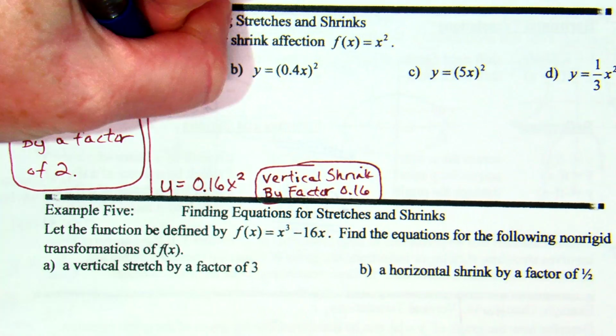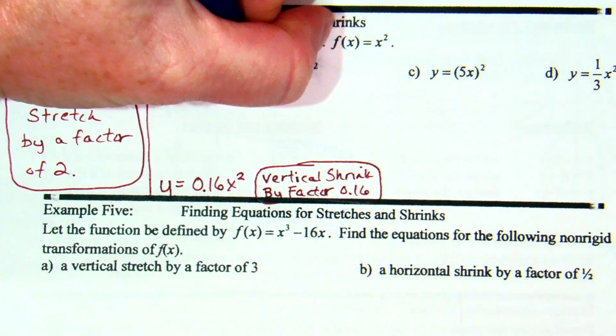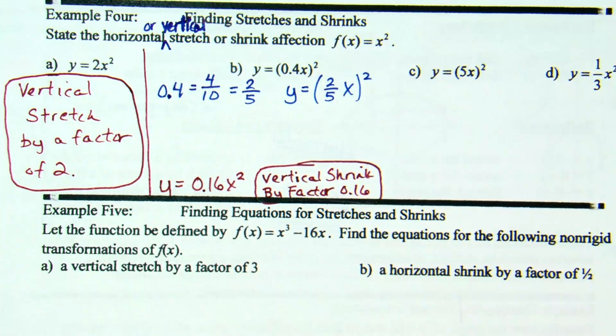Let me do some conversions here. What is 0.4 as a fraction? 4%. I lied to you. That's 4/10. 4/10 reduces to 2/5. So is it valid for me to say that this is y equals 2/5 x to the second still? That is an equivalent way to write 0.4 x to the second. I wrote 2/5 x to the second.